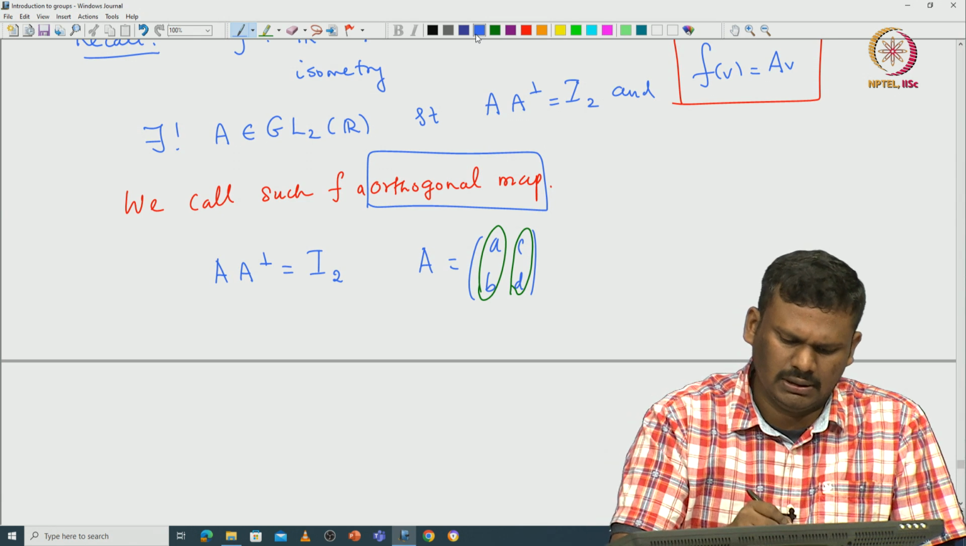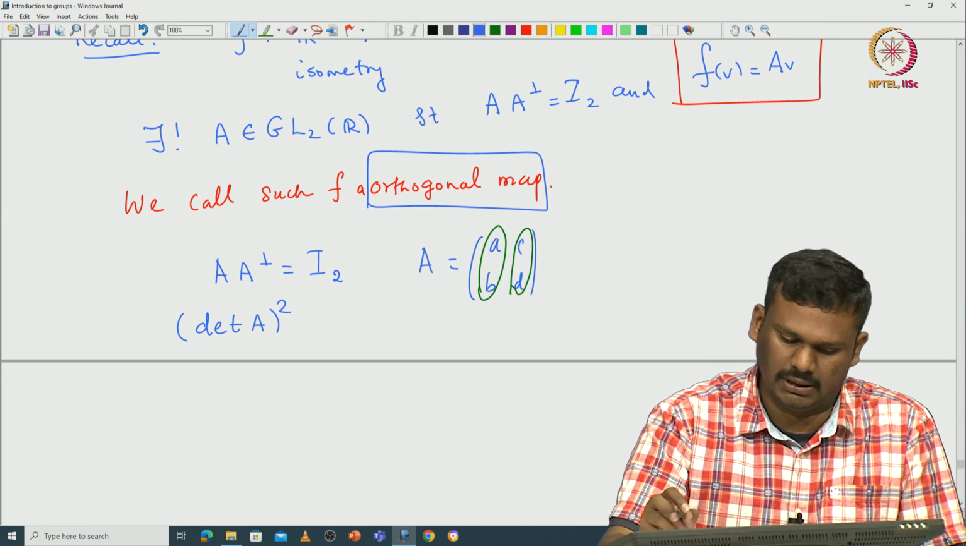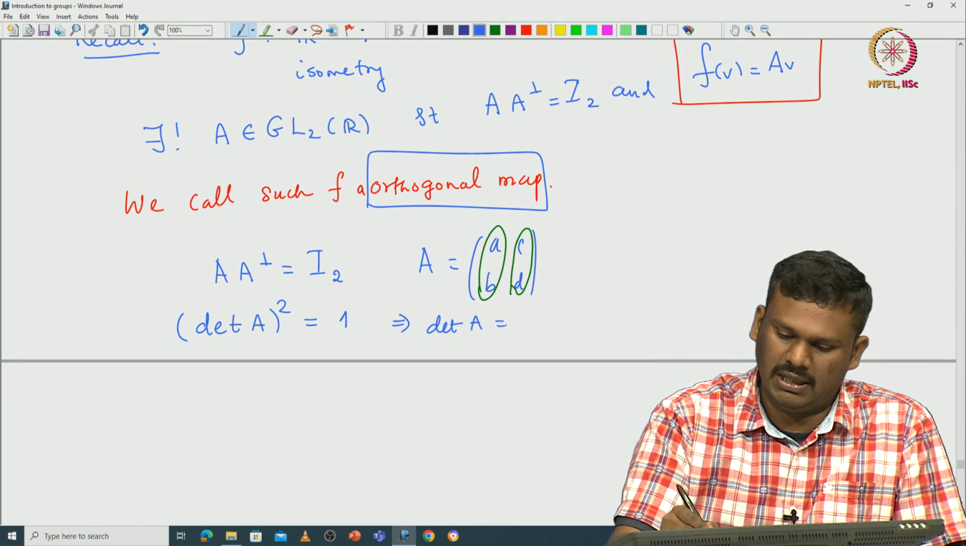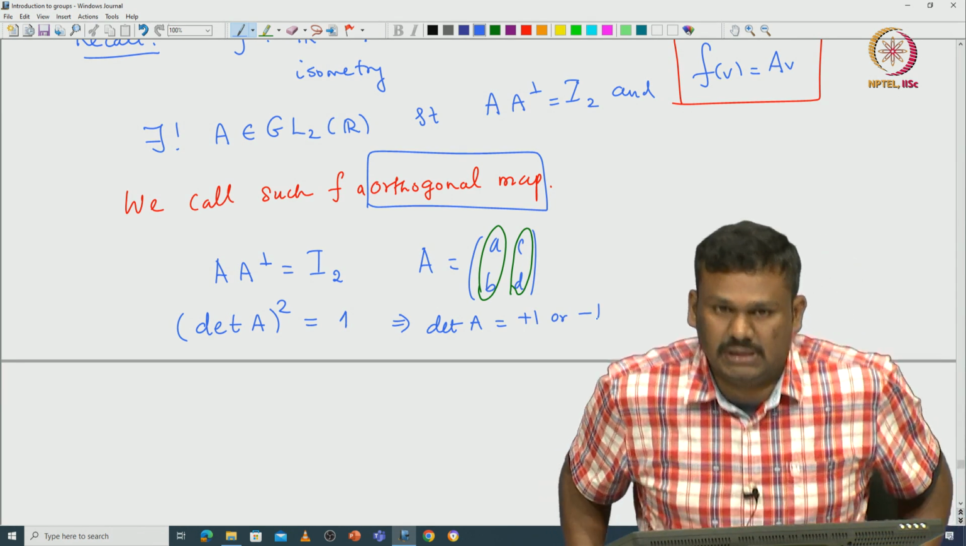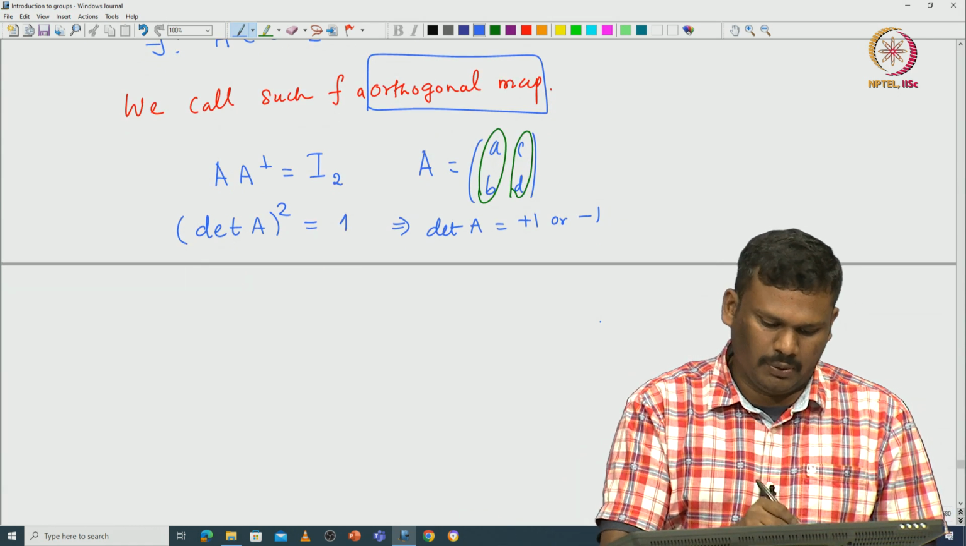In particular we can see that the determinant of A squared, the square of the determinant, is going to be 1. That forces the determinant of A to be either plus 1 or minus 1. So only two choices are there. Okay, now let's write down all the properties.